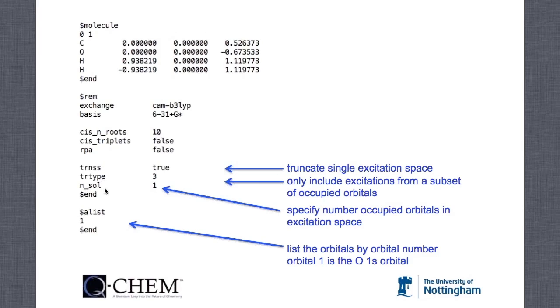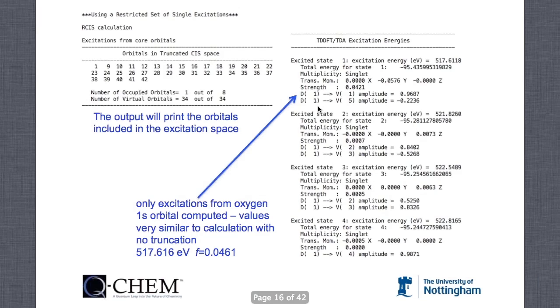In this calculation, I specify this n sols 1 because all I'm interested in is excitations from the oxygen 1s orbital. So I'm just going to compute excitations from a single orbital, the oxygen 1s orbital, and that orbital is specified in this list here. So this is saying compute excitations from orbital 1 to the complete virtual space. We'll see lots more of these inputs as we go through, so hopefully that will become clear.